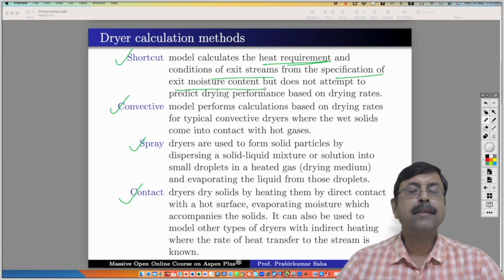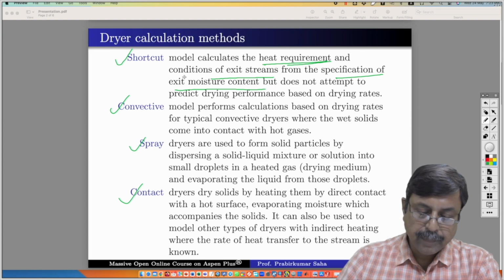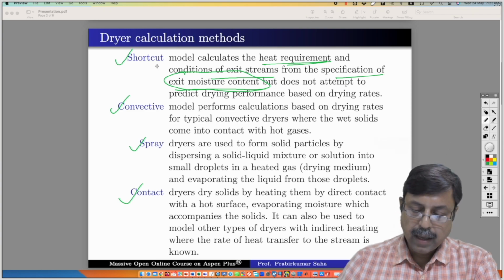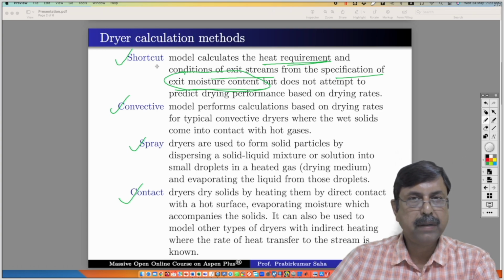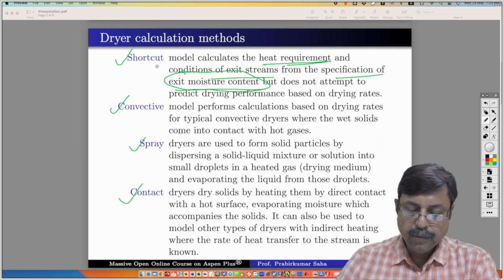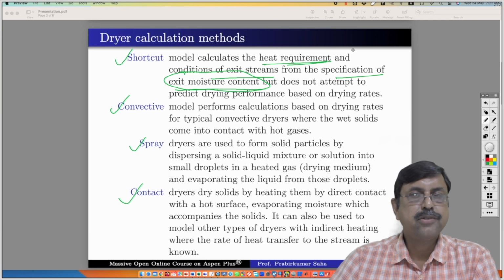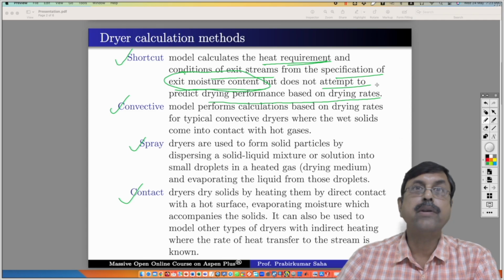So in this case, your feed moisture content is 10% and exit moisture content is 0.02%, and you have to specify this exit moisture content, that is your requirement, and obviously you have to feed in the feed data, that is the feed composition, feed rate, feed temperature, feed pressure, etc. So the model will calculate the heat requirement and the condition of the exit streams. But it does not attempt to predict any drying performance based on drying rates.